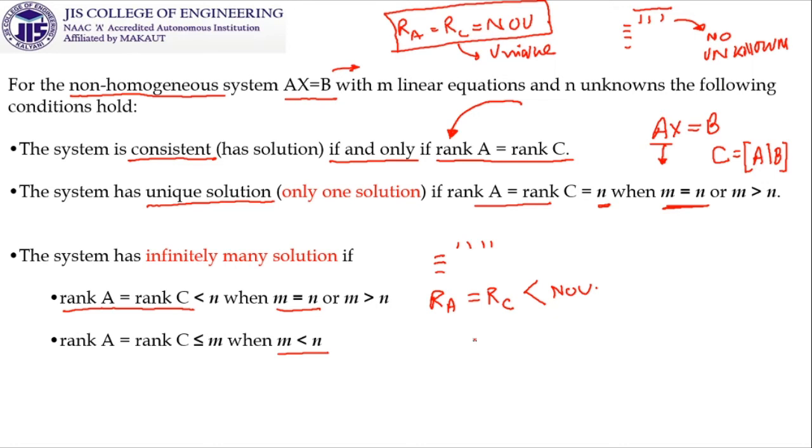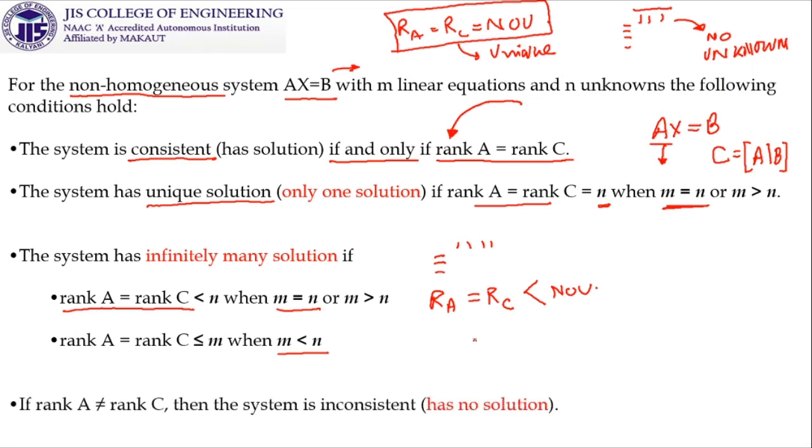Why column operation is not going to be used will be discussed and made explicitly clear to you. So if rank of A is not equal to rank of C, obviously by definition, it is not consistent, it is inconsistent. If rank of A is equal to rank of C, it means consistent. So rank of A not equal to rank of C gives you the concept of inconsistency.